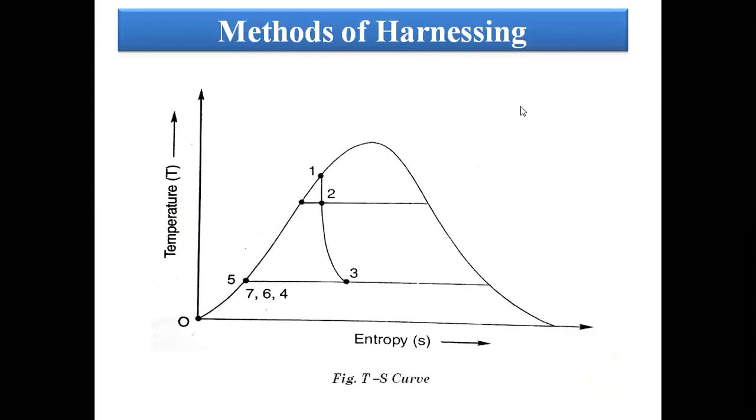And methods of harnessing. In the geothermal power plant, how do they identify which methods are implemented? With the help of the TS curve. TS means the characteristics taken from temperature with respect to entropy. The temperature is represented by T and entropy is represented by S.